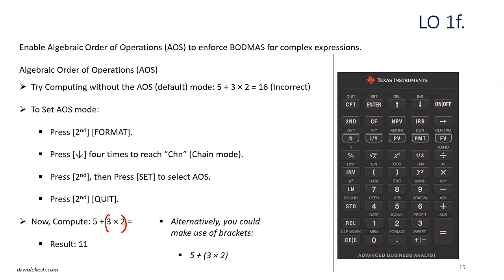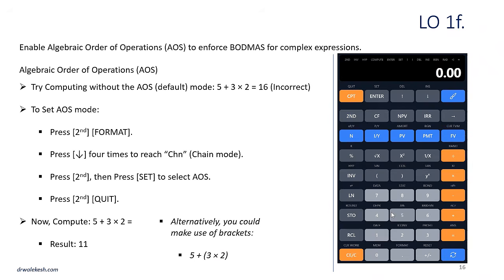It is worth noting that there is an alternative way to solve this. You can put these two in brackets. So I can press 3 times, which is here, 2. That obviously will give you 6. Then you can add 5 to that. That's plus 5. Then you will have 11.